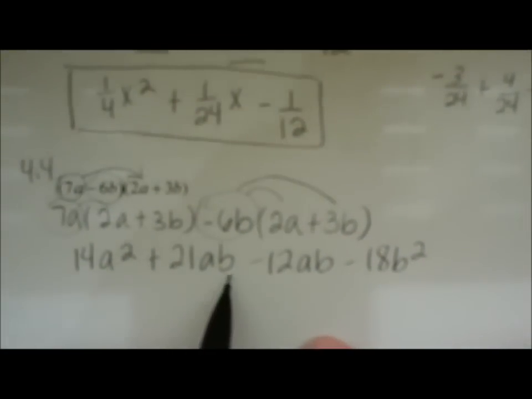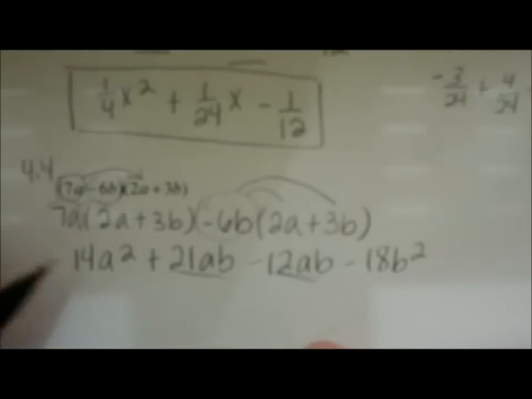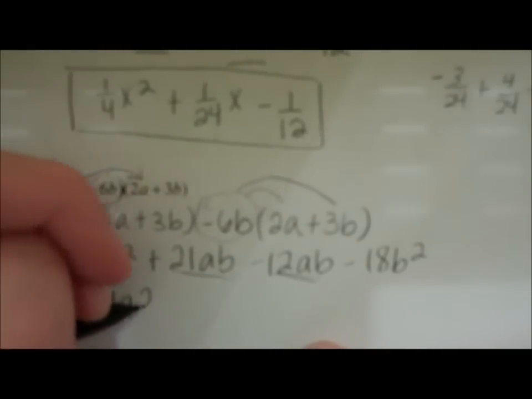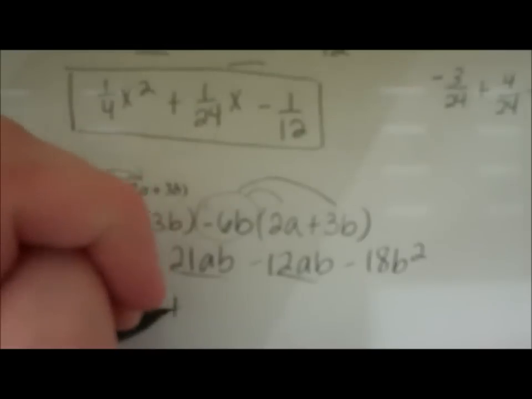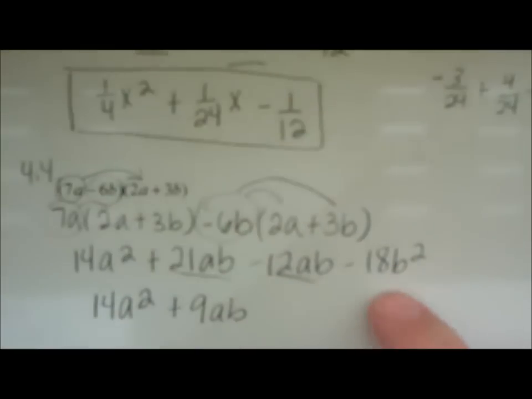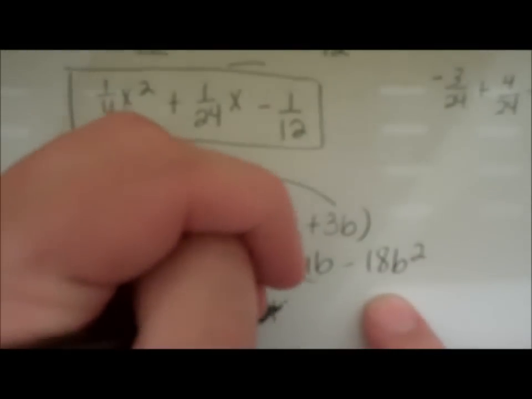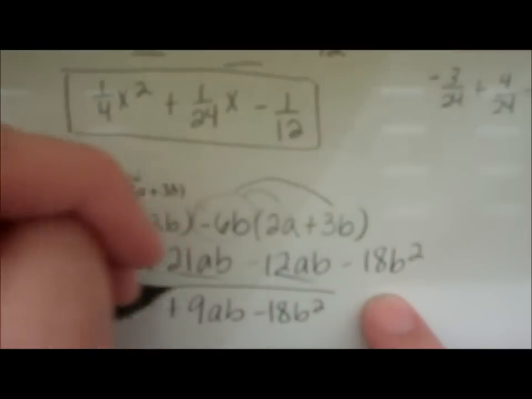Combine like terms, that's these two in the middle. So I'm going to write the first one, 14a squared. 21 and negative 12 gives us positive 9ab, and I still have a negative 18b squared.